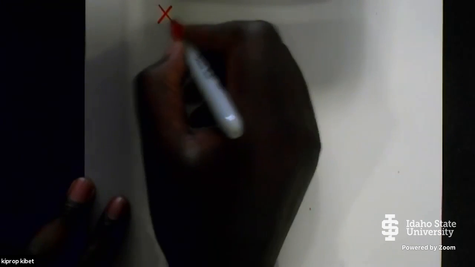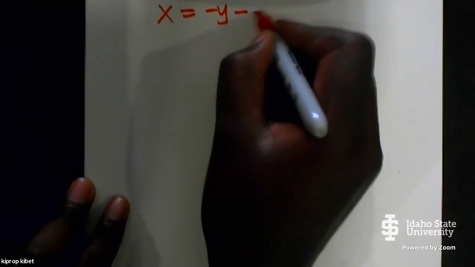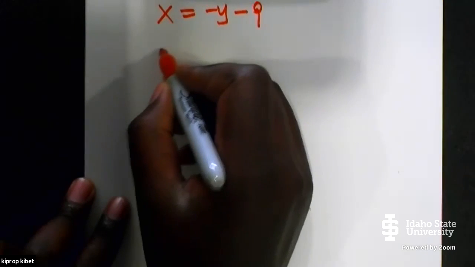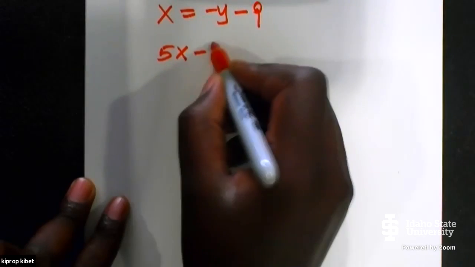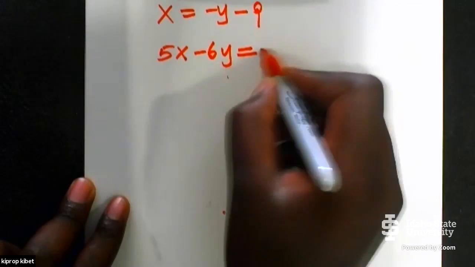Okay, you try this. x equals minus y minus 9, then 5x minus 6y equals minus 1.